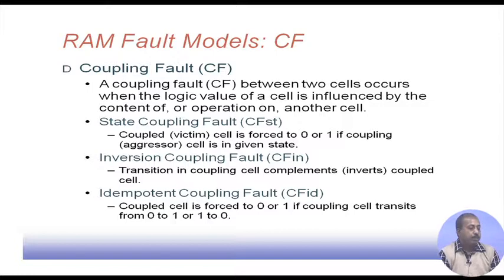And we have the idempotent coupling fault. A coupled cell is forced to 0 or 1 by the coupling cell if the coupling cell transits from 0 to 1 or 1 to 0. So, the coupled cell goes to 0 if the coupling cell changes from 0 to 1. Similarly, it goes to 1 if the coupling cell changes from 1 to 0. If this happens, we call it an idempotent coupling fault, or CFID. So, these are the different types of coupling faults that have been observed in RAM cells.